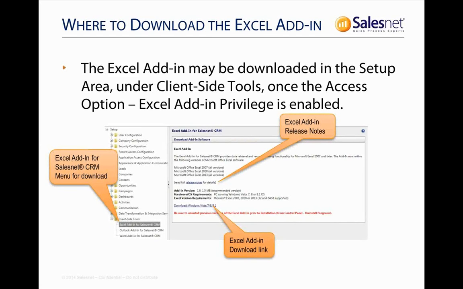Once those boxes are checked off, users can go into the setup area, down to client-side tools, and go to the Excel add-in for Salesnet CRM menu item. When they click on that menu item, they'll have links to the download area. Clicking here automatically starts the download of the Excel add-in, and they'll have a link for the release notes. These will have more detailed screenshots walking through the different scenarios for getting data and updating data.